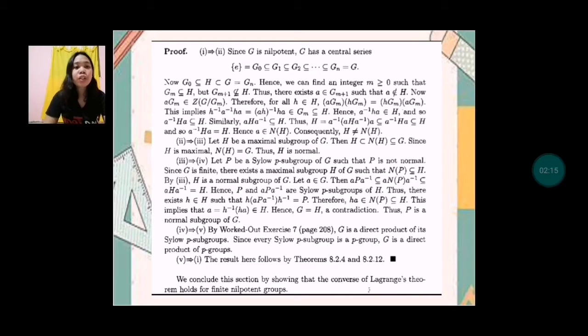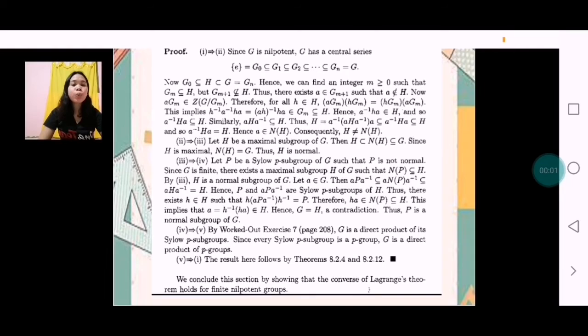The fourth condition follows the fifth condition. By workout exercise 7 in page 208, G is a direct product of its Sylow p-groups. Since every Sylow p-group is a p-group, G is a direct product of p-groups. The next one, the fifth condition implies the first condition. The result here follows by theorems 8.2.4 and 8.2.12.